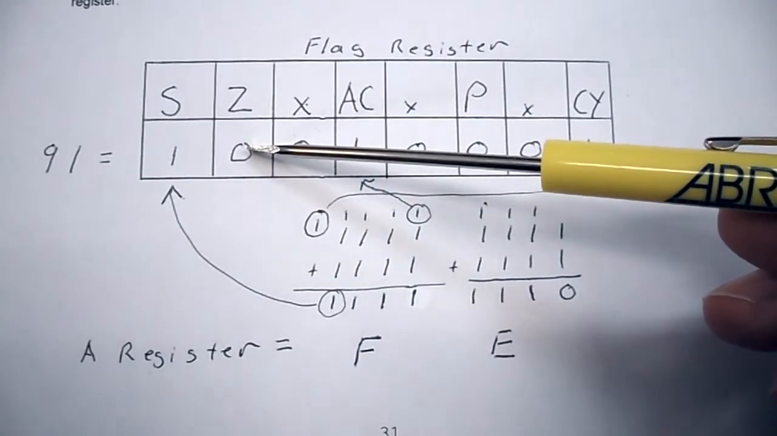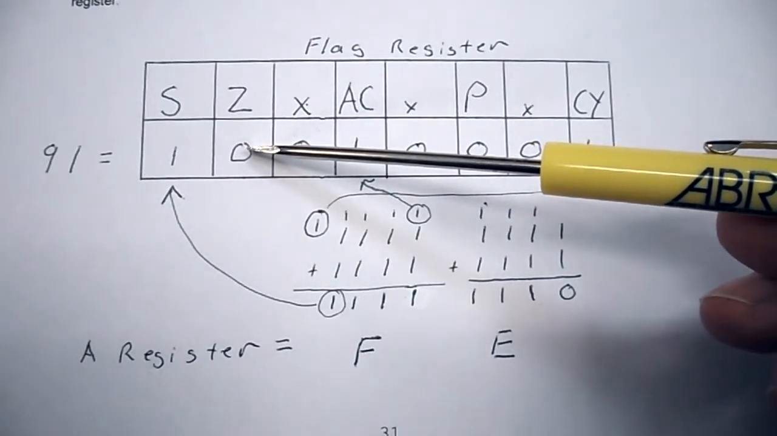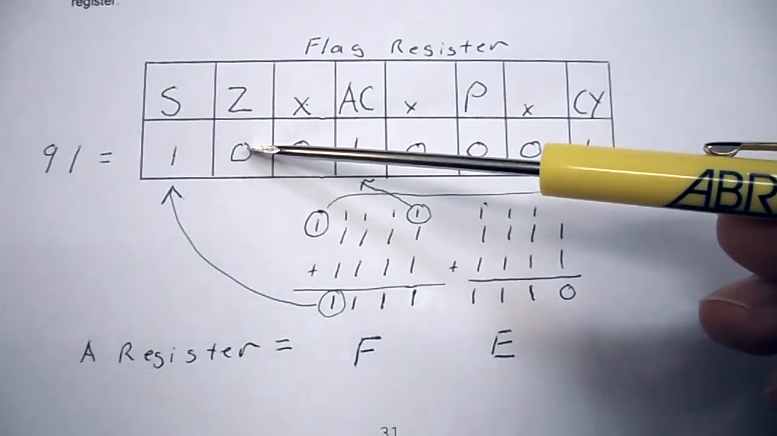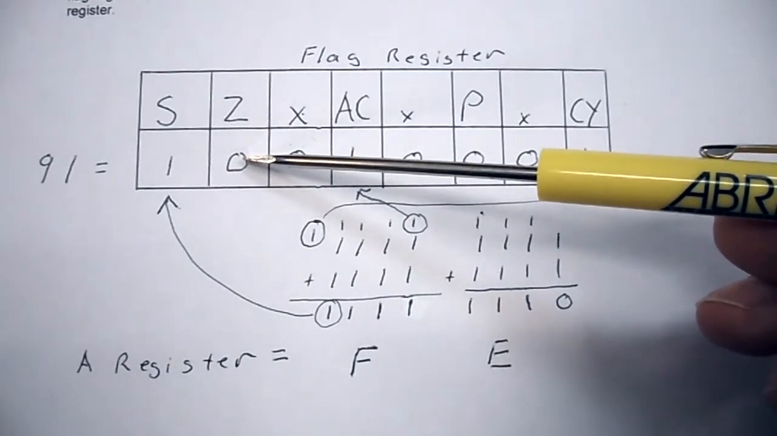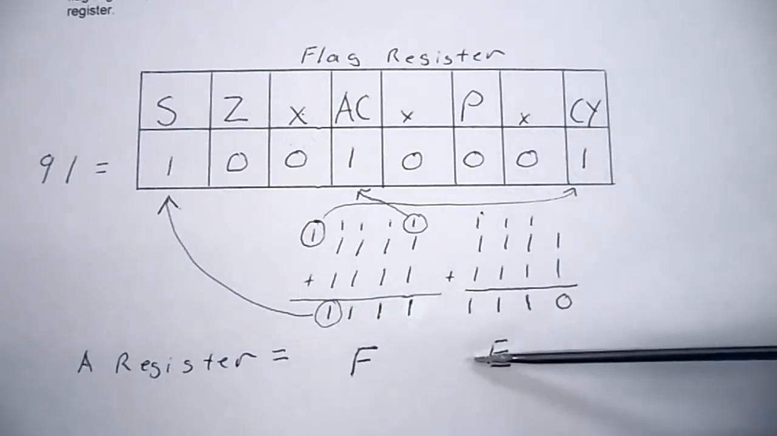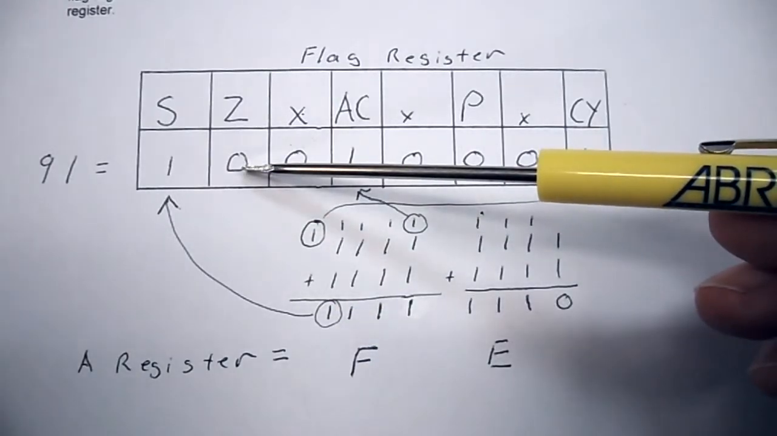Now the zero flag is set to 1 when the result is 0. Otherwise it's reset. So you can see our result is not 0. So our zero flag is reset.